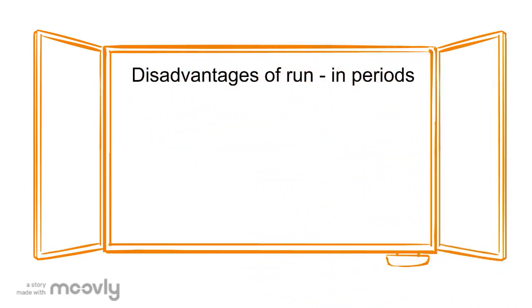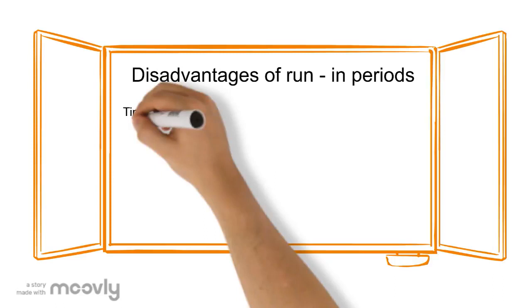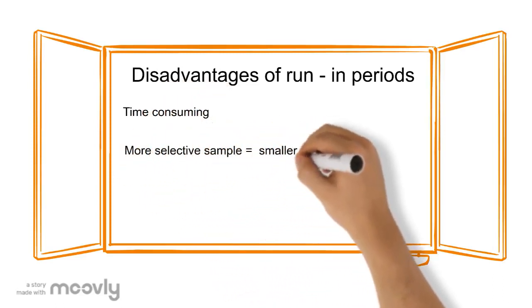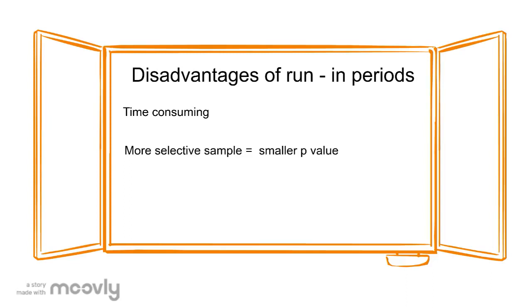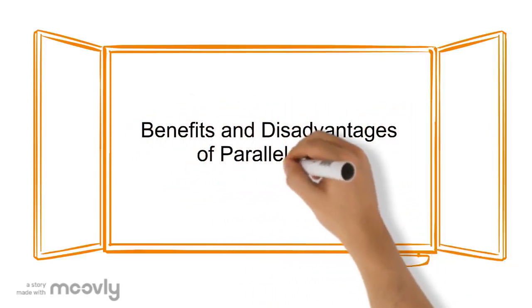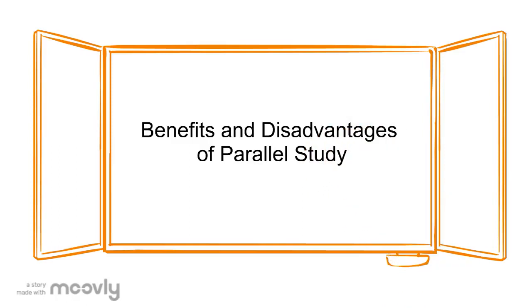However, there are certain disadvantages such as time consumption. In addition, there is a more selective sample. This results in the benefits being overestimated and risks being underestimated, which in turn leads to a smaller p-value. Moving on, I'll now discuss the benefits and disadvantages of using a parallel study as a clinical trial design.